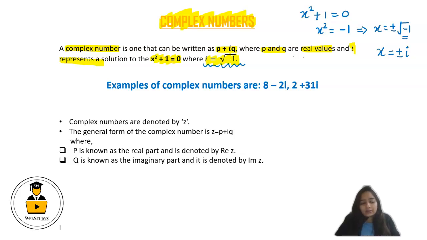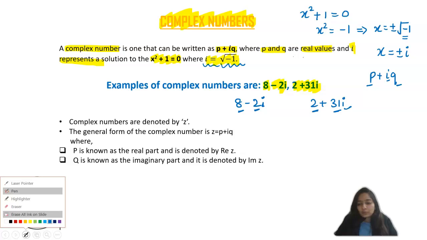So how can we write the complex number? We will write a complex number as p plus iota q, where p and q belong to the real values and iota makes it an imaginary value. So this represents a complex number. Let's move towards some examples of complex numbers. Complex numbers are 8 minus 2 iota and 2 plus 31 iota. 8 minus 2 iota is a complex number, as 8 and minus 2 are real values and we have iota with this. Similarly, in 2 plus 31 iota, we have 2 and 31 as real values and it has iota with it.